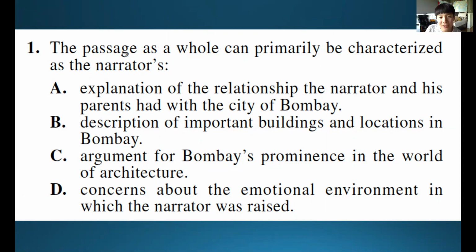So it says the passage as a whole can primarily be characterized as the narrator's. So when we're talking about the passage as a whole being characterized as a narrator's, of course they're looking for an object there. A narrator's explanation, a narrator's description, a narrator's argument, or a narrator's concerns, right? So those are the 4 important words. And obviously you can say, well, the narrator's not arguing, so to speak, for Bombay's prominence. So you might start on any answer choice once you've read all of them, right?